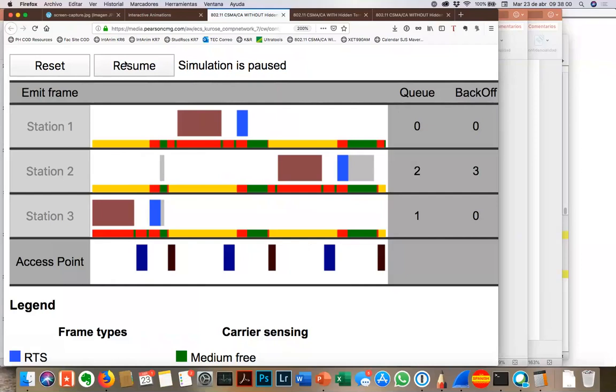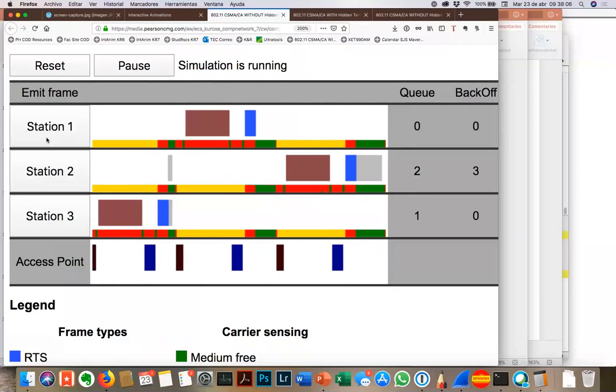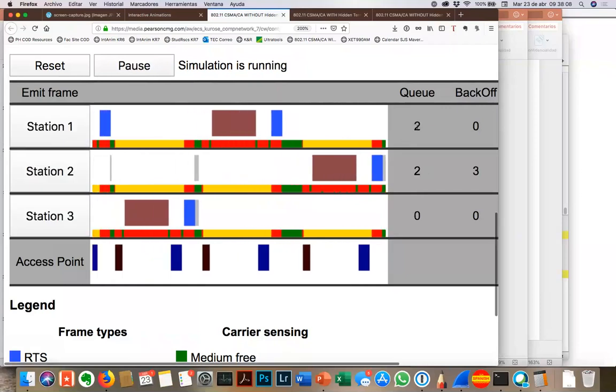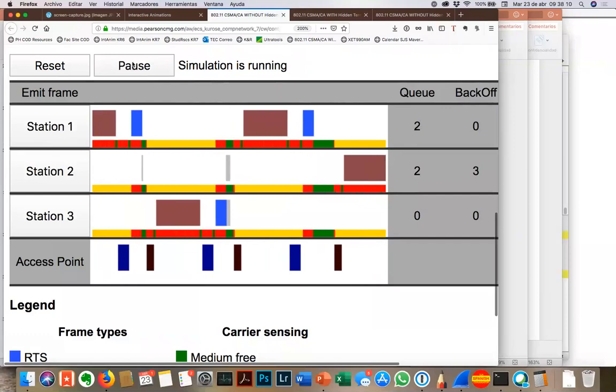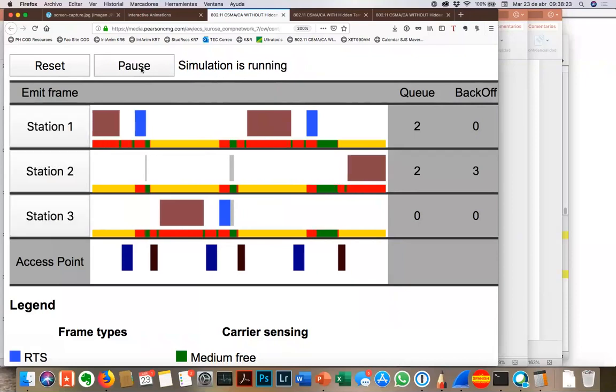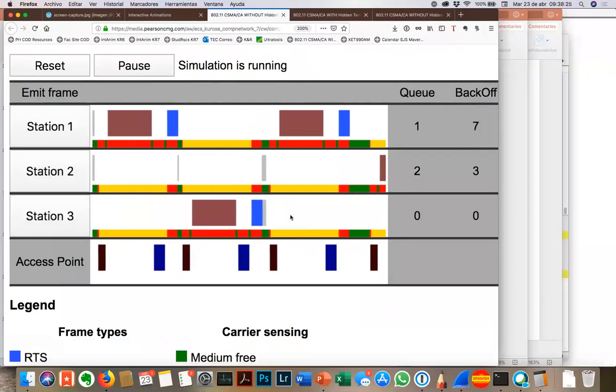So right now, 2 has 2 packets in queue. 3 has 1 packet in queue. I'm going to resume. I'm going to add a couple to 1s as well. And this time, poor 2, he still didn't get to send something. He rolled a very small random number, but 1 rolled a 0, basically, and immediately got to send. So he's still stuck with 2 things to send, and we do it again.